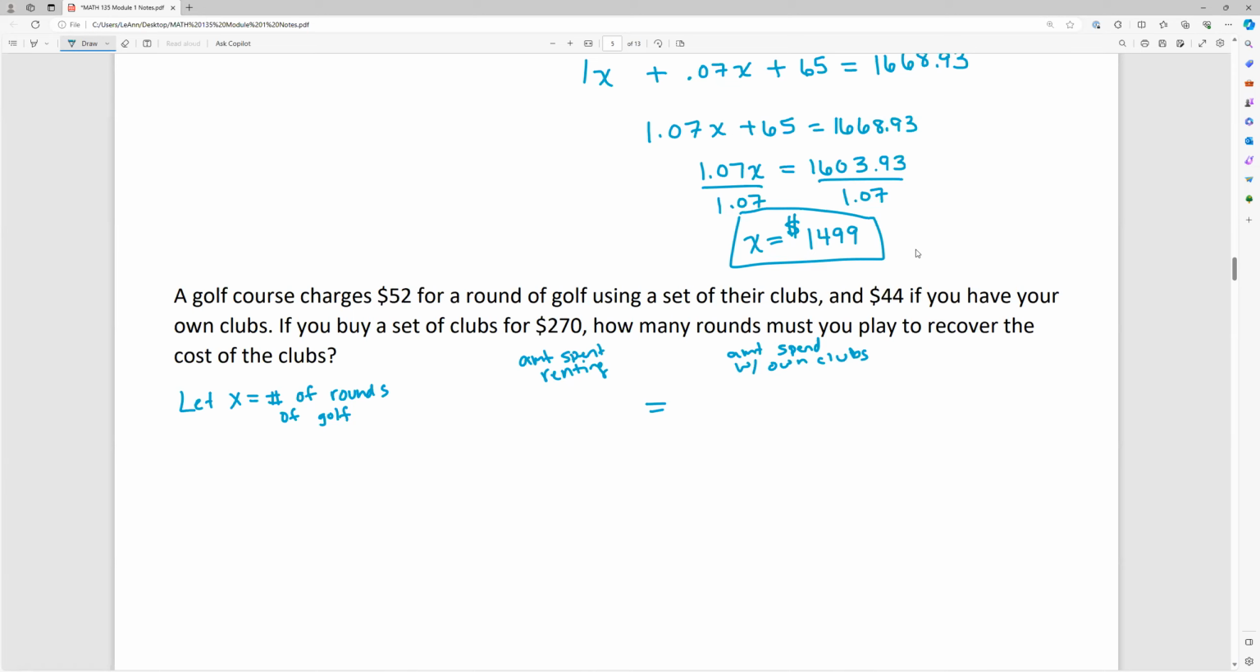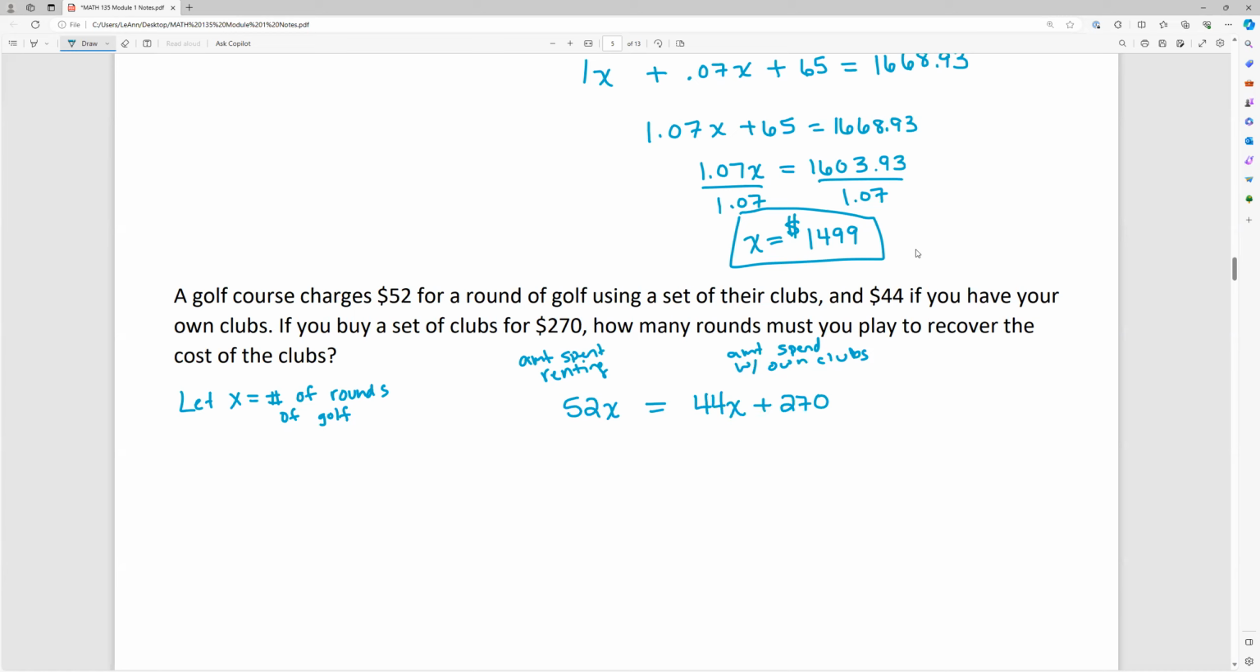So if you don't ever buy your own clubs, you're going to always pay $52 for every round of golf that you play. If you do buy your own clubs, you're going to pay $44 for every round of golf that you play. So that's 44x. But you have to also include that you've spent $270 to obtain your own set of golf clubs. So we're trying to figure out how many rounds of golf they need to play to where now they're making out with a better deal.